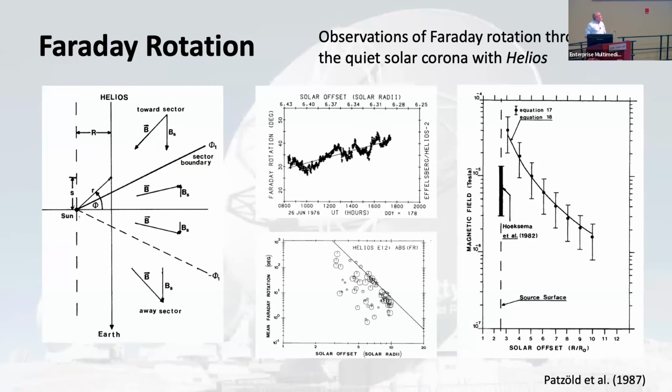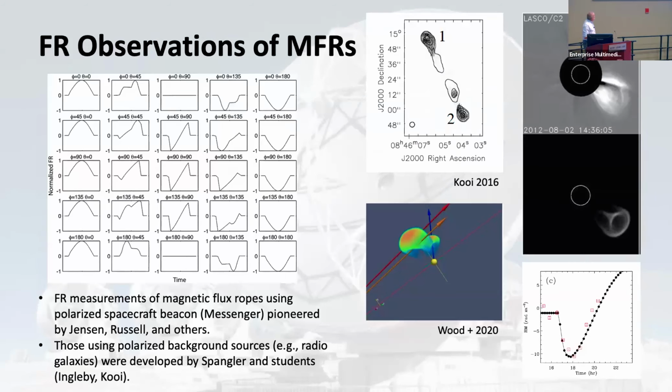And let me finish in the last minute. Faraday rotation. Again, this has been used for many years using spacecraft beacons. This nice paper by Pätzold back in 1987 established the envelope of the rotation measure in the sun's corona, from which they were able to deduce the run of magnetic field strength along the line of sight towards the spacecraft between 2.5 and 10 solar radii. And I still think it's a pretty good standard.